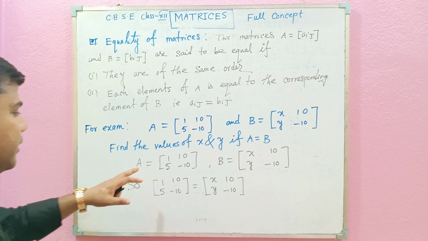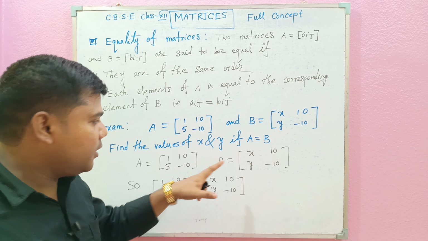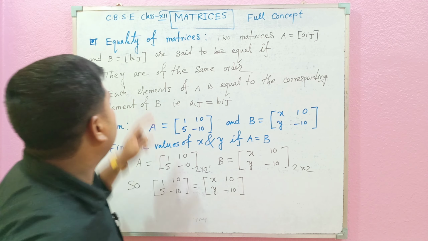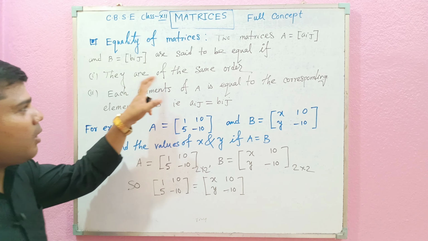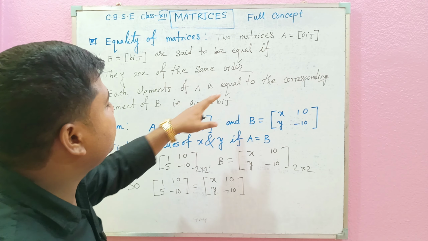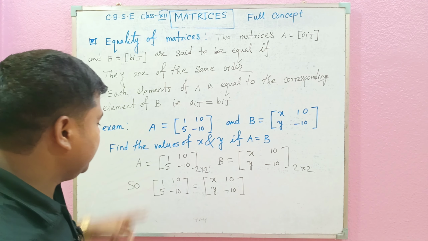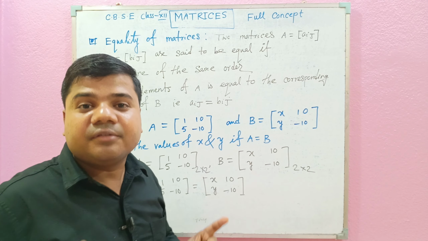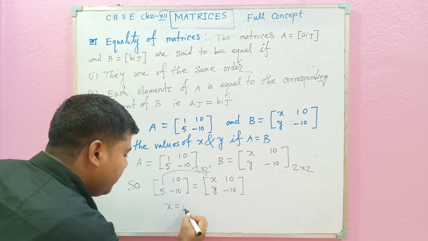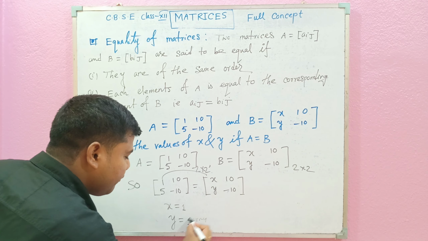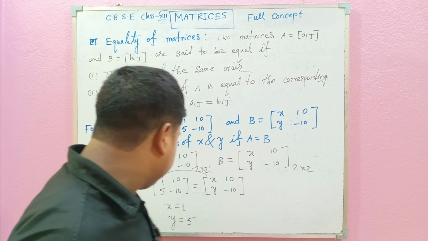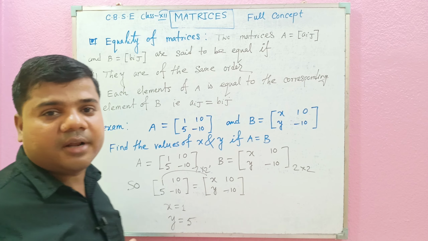Here we see that the order of A is 2 cross 2 and the order of B is 2 cross 2. So condition number 1 is satisfied, the order is the same, and each element of A is equal to the corresponding element of B. So we clearly write x is equal to 1 and y is equal to 5. So the required values of x and y are 1 and 5 respectively.